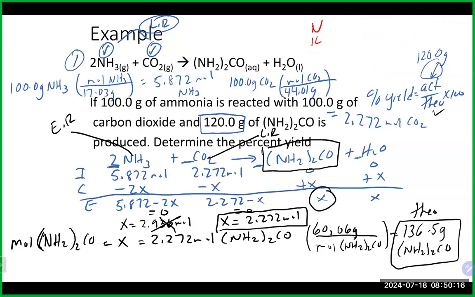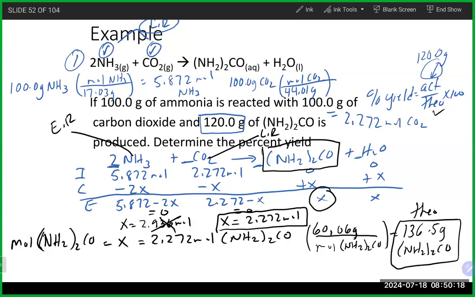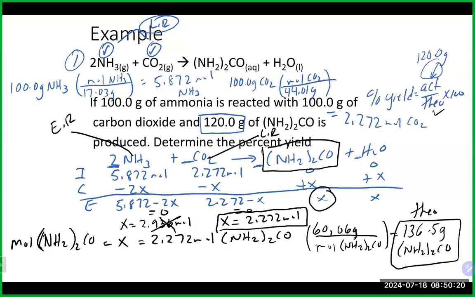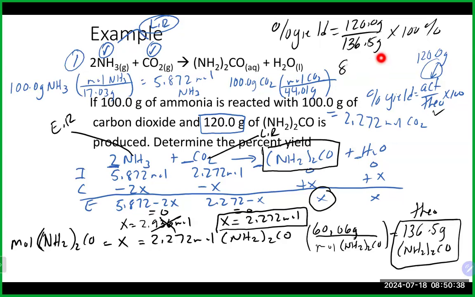We can now calculate our percent yield for this particular reaction here. Again, that's going to be our actual, which was given to us, 120 grams, divided by our theoretical that we just calculated, 136.5 grams, times 100%. And that is going to get us about 87.91% in this case as our percent yield.